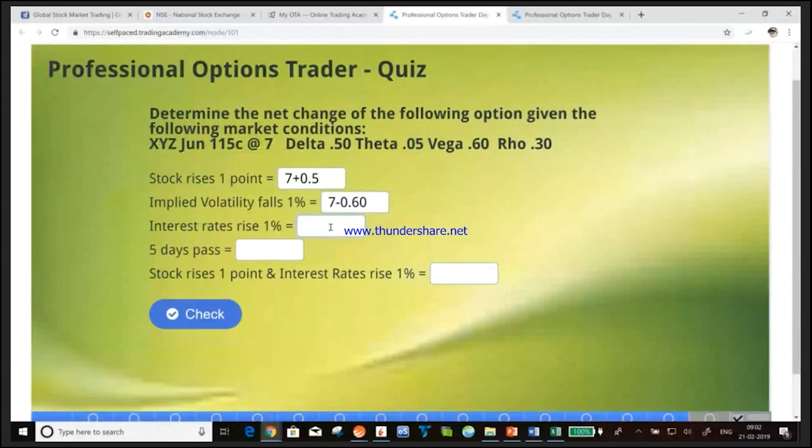Interest rate rises 1 point. How are interest rates correlated? Positively for bullish positions, right? So call option is a bullish position. So this is going to be 7 plus 0.3.